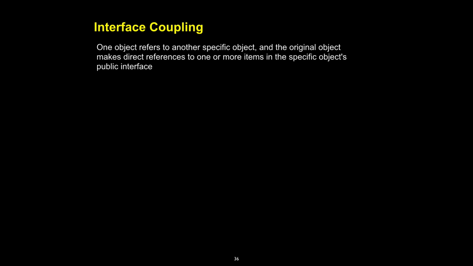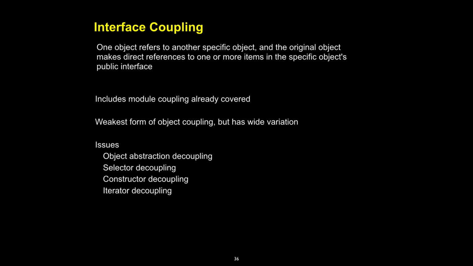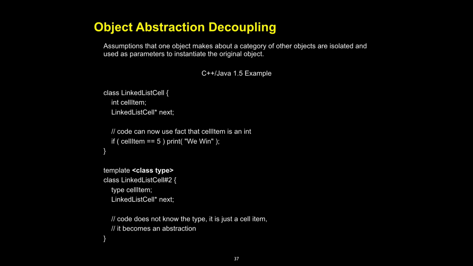Interface coupling, well, it's just an object only makes reference to one or more items in the object's public interface, right? But that's sort of the weakest form of coupling between the objects. He talks about there's a wide variation. We can talk about selector decoupling, constructor decoupling, iterator coupling, right?